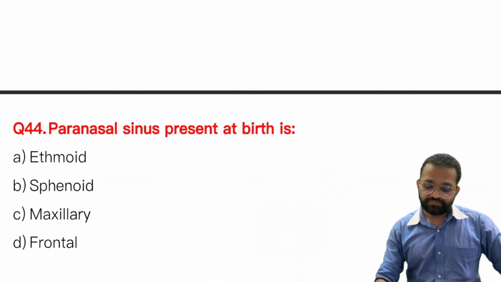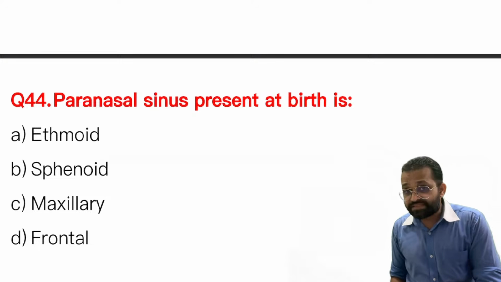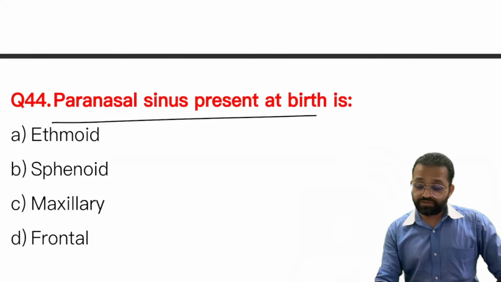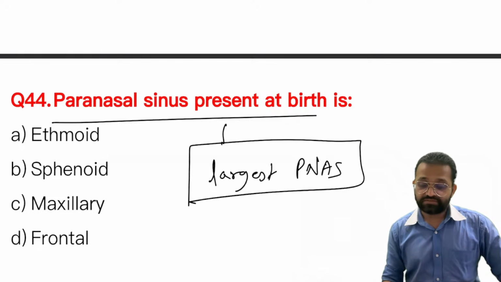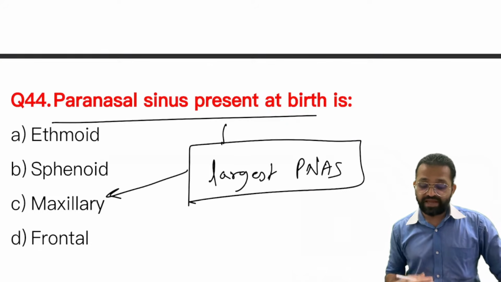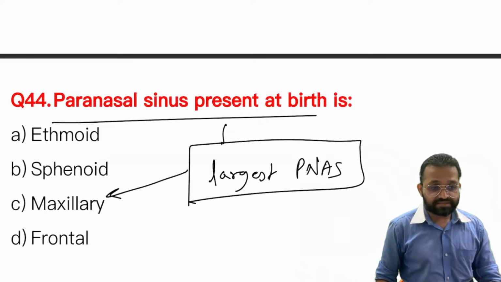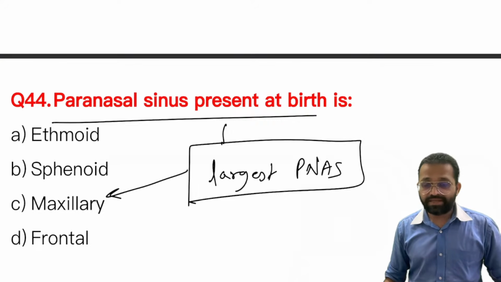Next, paranasal sinuses present at the birth. Remember, because it is present at the birth, so these will grow most. So these are the largest paranasal air sinus. Yes, these are nothing but the maxillary air sinus. Yes, maxillary air sinus. Okay. Yes, Ankush, you are right. Maxillary air sinus.